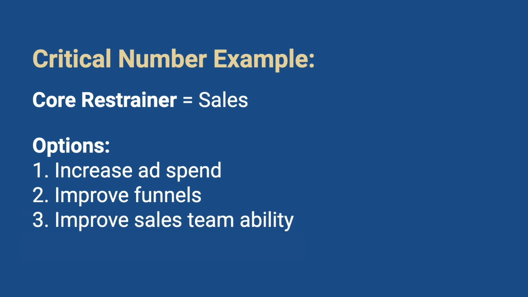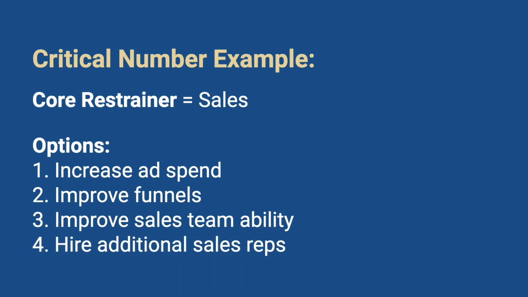Another option could be we could focus on improving our current sales team's ability to close a higher percentage of the sales calls that we already are generating. And a fourth option could be that we could hire additional sales reps. So those are just examples, but we go through those options. And let's say we determine that the biggest impact would be to focus on improving our current sales team's ability to close a higher percentage of sales.